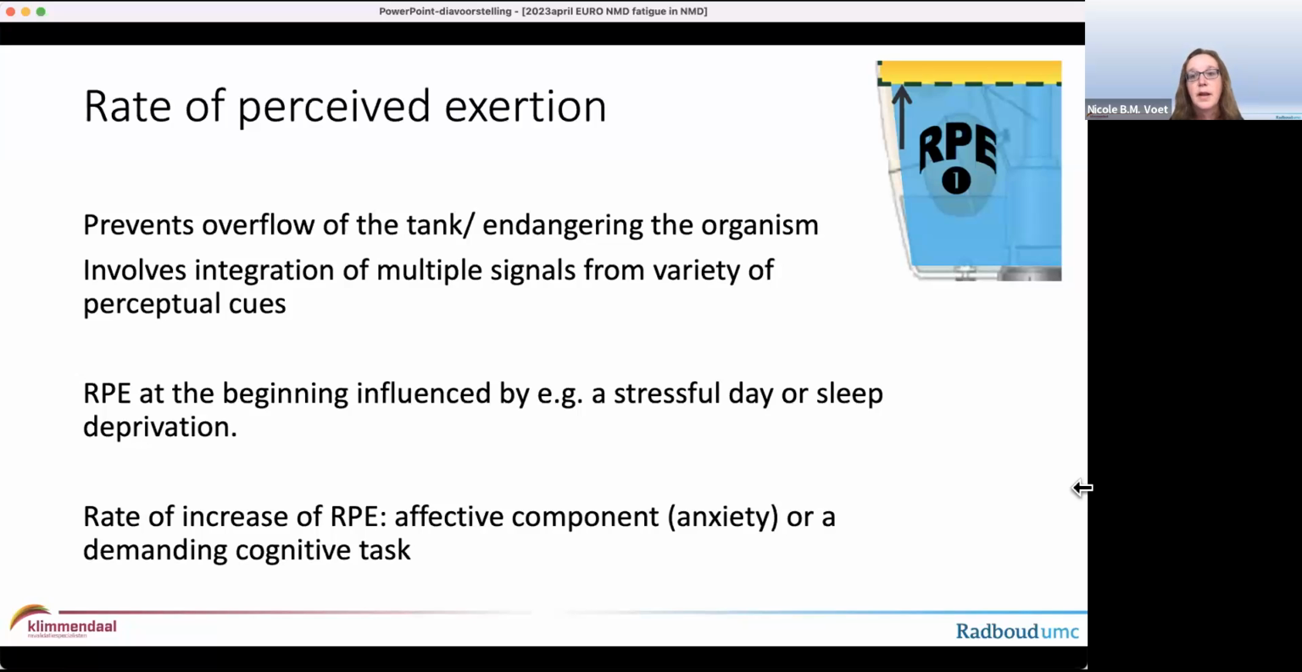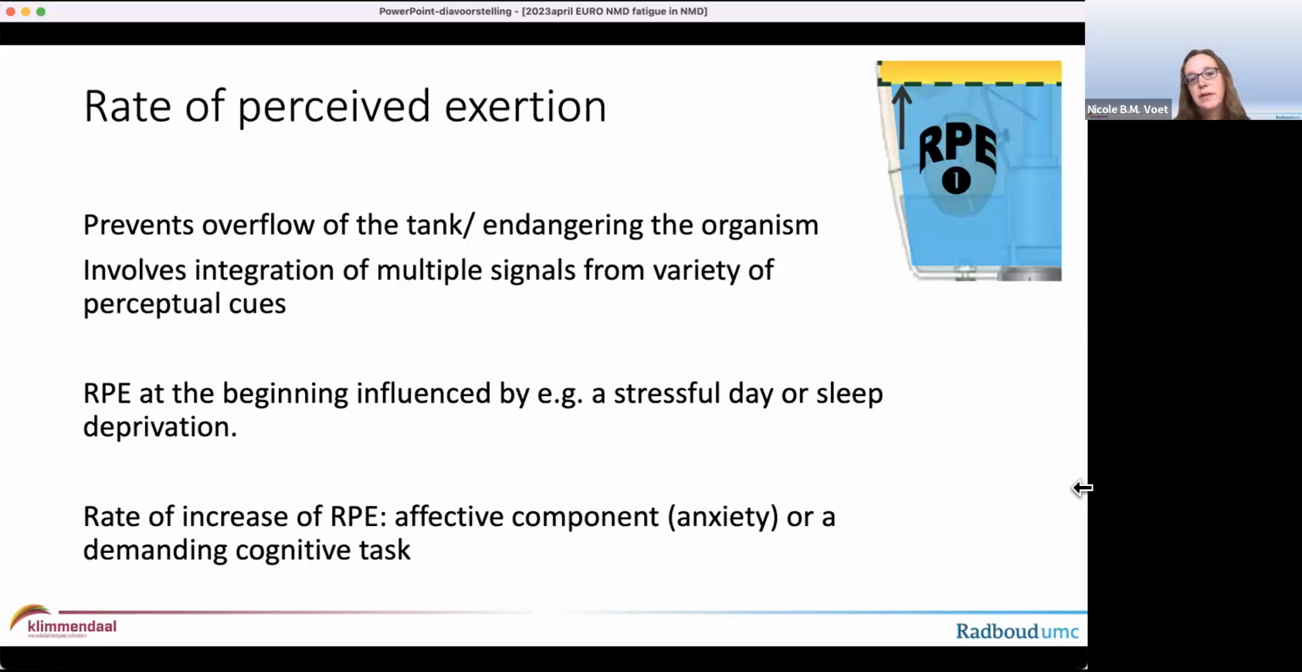Also good to know that the level of the water in the tank depends on how high the level of the tank is in the beginning. If you have had a stressful day or a bad night of sleep, and you start exercising, then the level of the tank is already high. Your rate of perceived exertion is already very high. And then the rate of increase of the RPE, which measures the filling of the tank, has a very important affective component. For example, when you're afraid to exercise, your RPE will, I think, increase to a higher level than when you are not afraid to exercise.